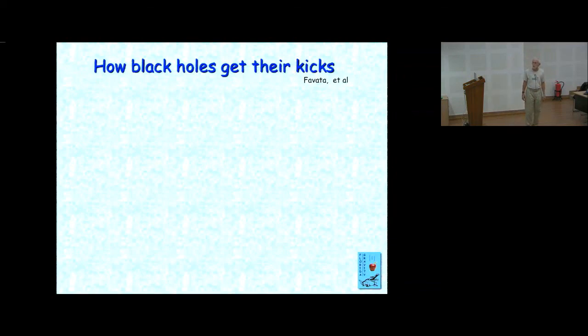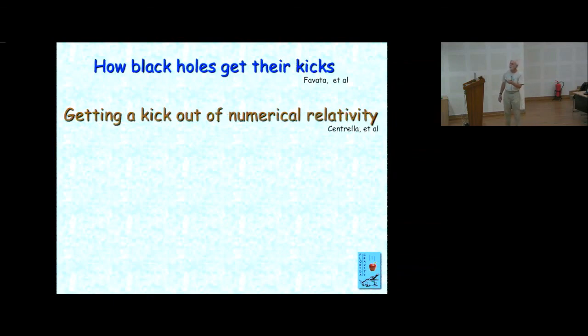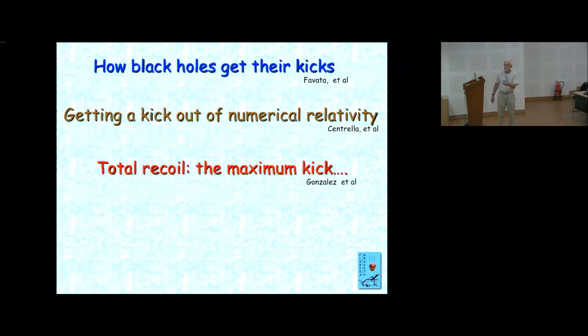This was followed a short time later by a numerical relativity paper calculating the kick using numerical relativity, by Joan Centrella and her collaborators. And then, this was a famous one, Total Recoil, the maximum kick from blah, blah, blah. That's not Gabby Gonzalez, that's a different Gonzalez. I heard a rumor that they had asked Arnold Schwarzenegger to be a co-author on this paper, but he refused.